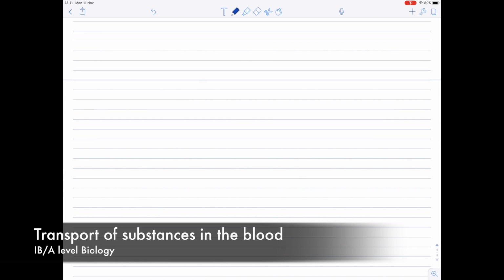In this IB A-level biology video, we're going to be looking at how the blood transports the various substances. So we know it transports things like oxygen, products of digestion, carbon dioxide, urea, etc. How does it actually do this? And we're going to talk about that right now.